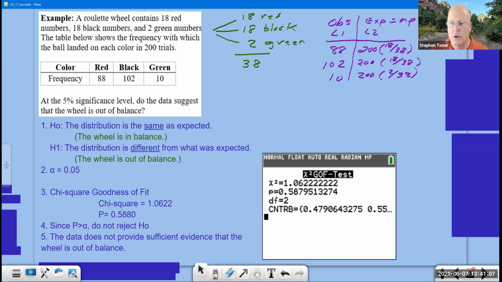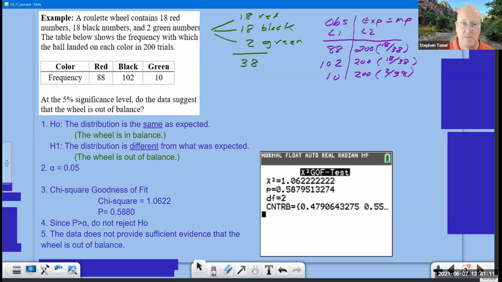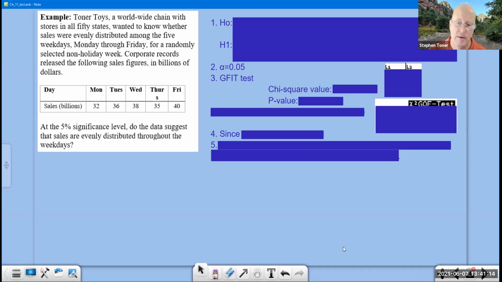Let's do one more problem of this type, because there are really several different patterns of these types of problems that can come up as you're working them. So here we go. I have my own toy company this time. Toner Toys, a worldwide chain with stores in all 50 states, wanted to know whether sales were evenly distributed among the 5 weekdays, Monday through Friday.